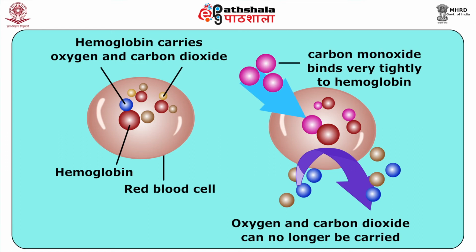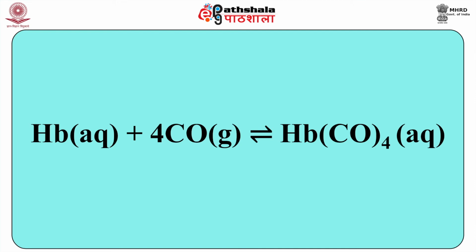So, we have described this aspect in the figure, where you can clearly see how on the left hand side of the diagram, hemoglobin is carrying oxygen and carbon dioxide, whereas on the right hand side, when there is carbon monoxide present in excess, hemoglobin binds to it very tightly, and as a result the oxygen and carbon dioxide can no longer be carried. The equation for the binding of carbon monoxide with hemoglobin is shown here. You can see how Hb plus 4CO combine to form HbCO4.